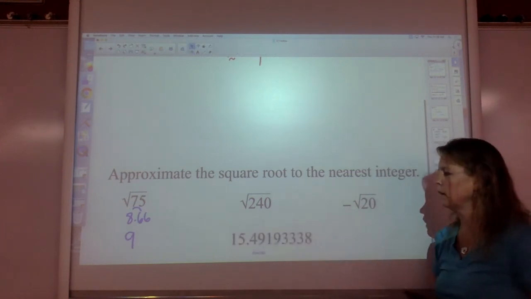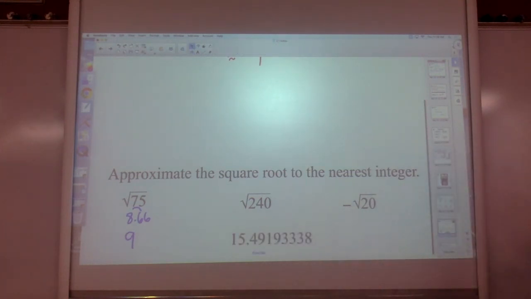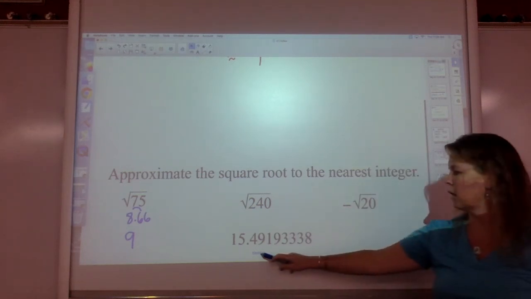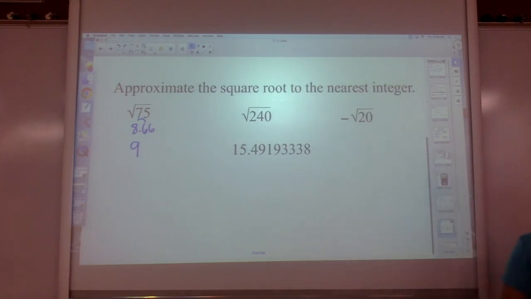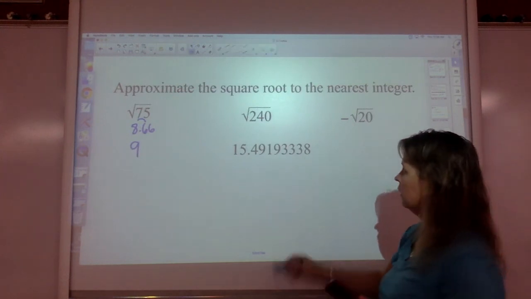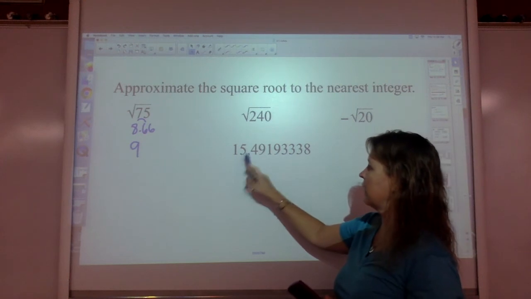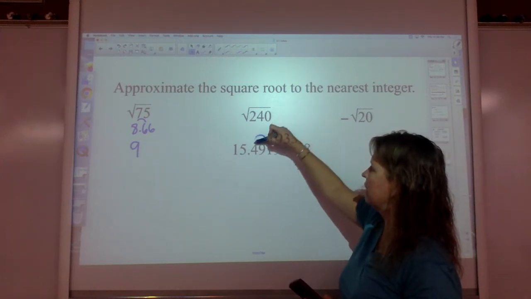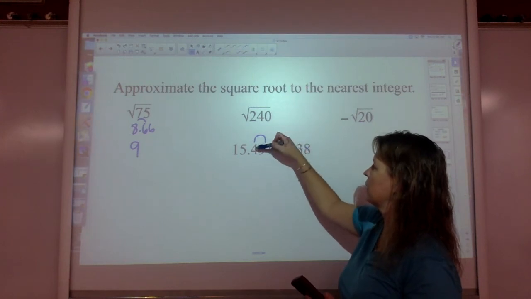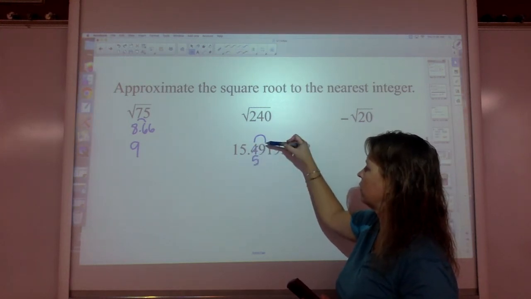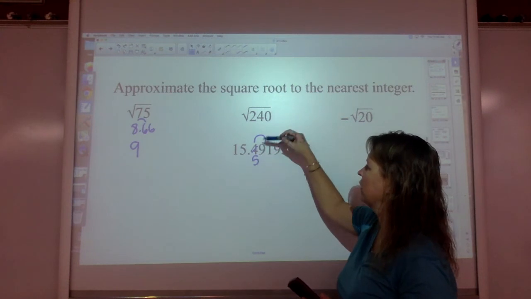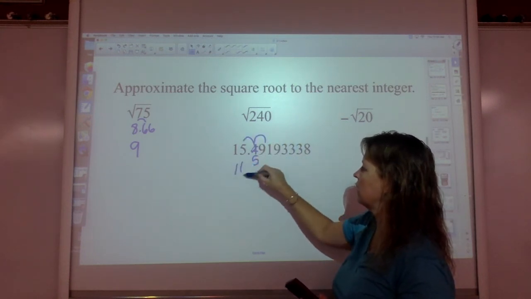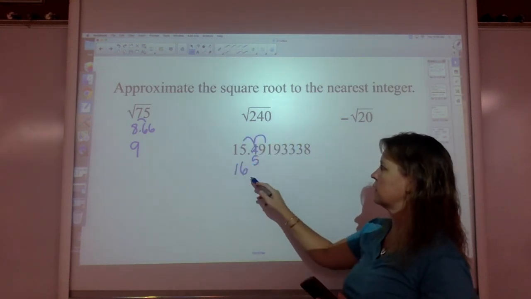Square root of 240. Take a look at the square root of 240. Most people don't have a problem with the square root. They have a problem with the rounding on this problem. I've seen people say, all right, I got to decide, is that 15 or is it 16? And they go back here, take the 9, say that 9 is bigger than 5, so they turn that 4 into a 5. Then they take that 5 and turn that into a 6. And their answer is 16.